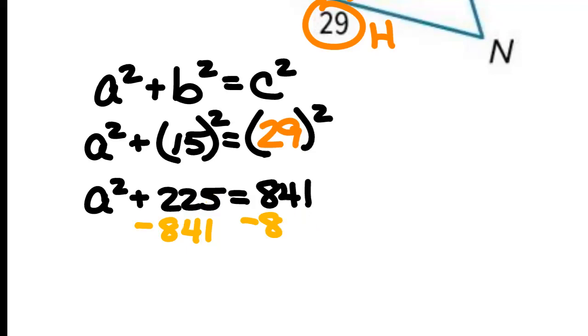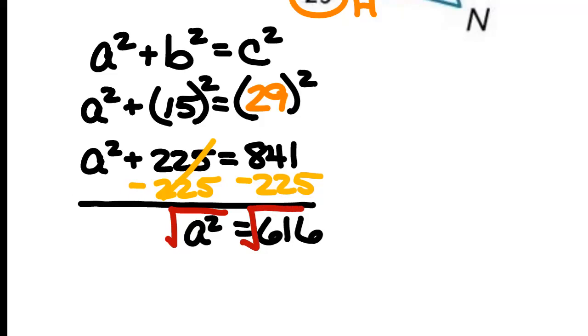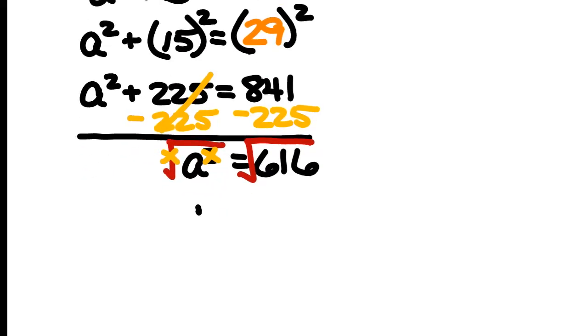Sorry, no, 225. I'm so sorry, guys. Subtracting 225 from both sides. Try that again. What is 841 minus 225? 616. And then we have to square root both sides to get rid of the squared. So the squared and square root are going to cancel each other. So A is equal to the square root of 616.